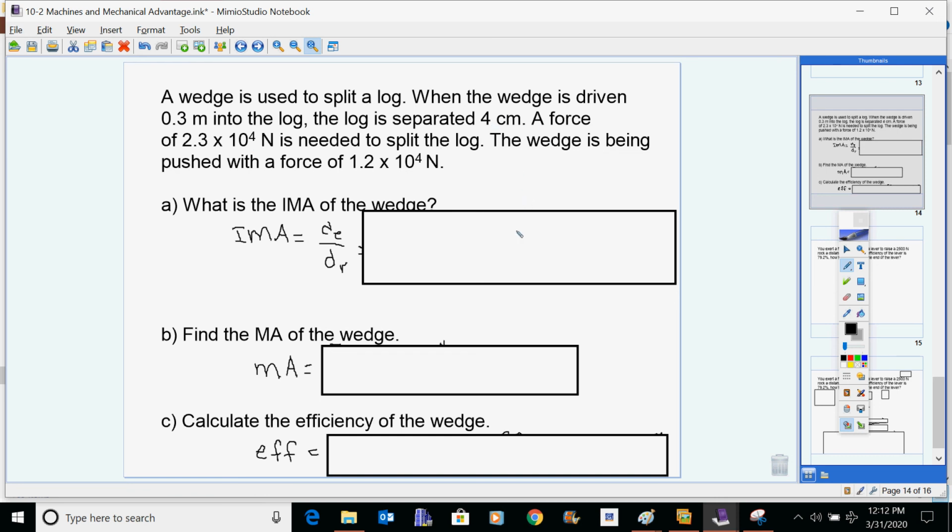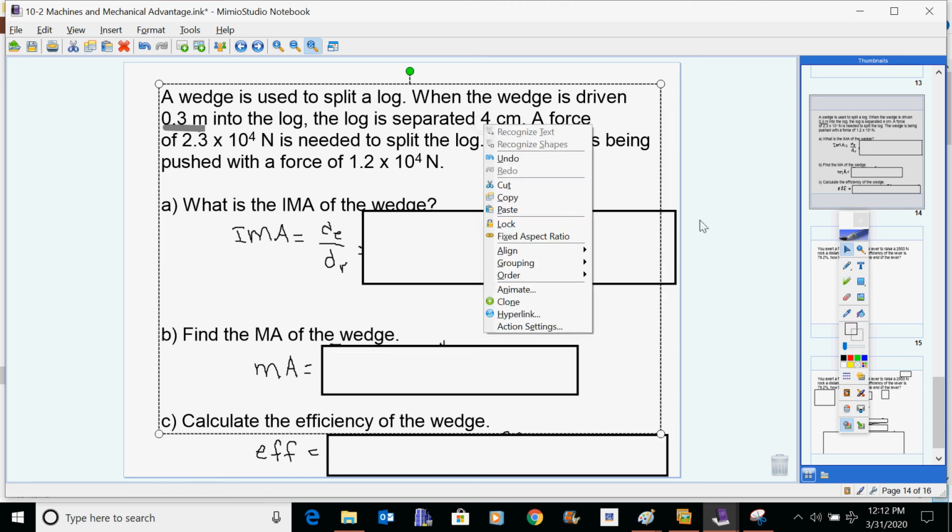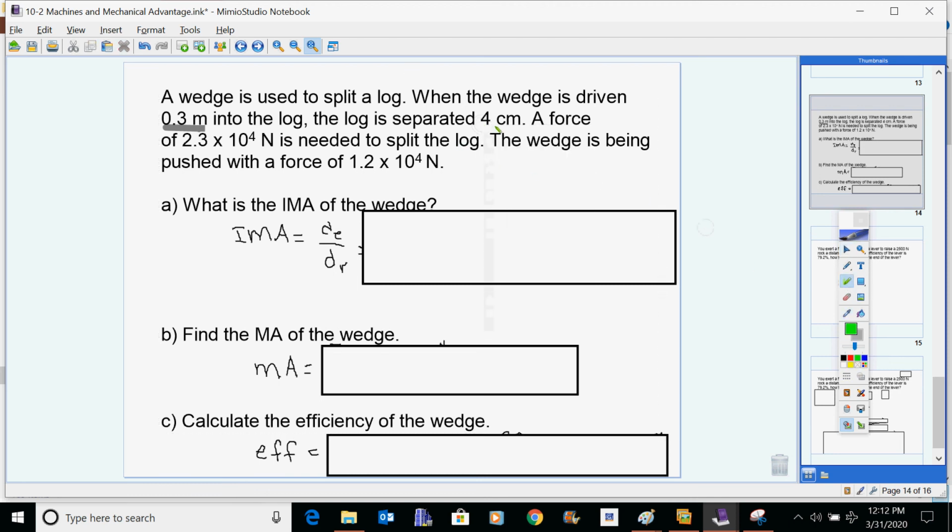Okay, so the effort is the part that you are putting in, and the resistance is the result of what happens because of that. So the wedge is being driven in 0.3 meters. That's what you do. Since that's what you do, this part right here is your effort. The resistance, what happens as a result, is this 4 centimeters. That's the result. That's what happens because of what you do. So we do have to have the same units, so you need to think it through a little bit: that 4 centimeters is 0.04 meters.